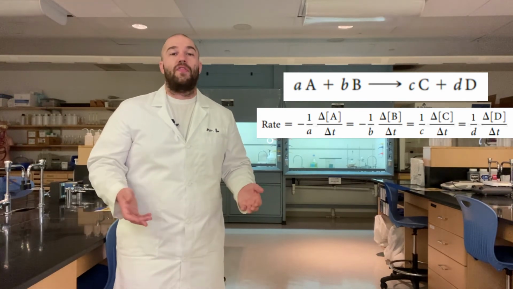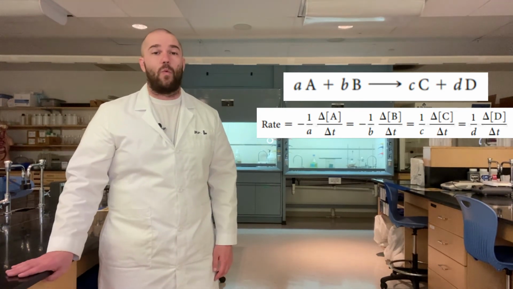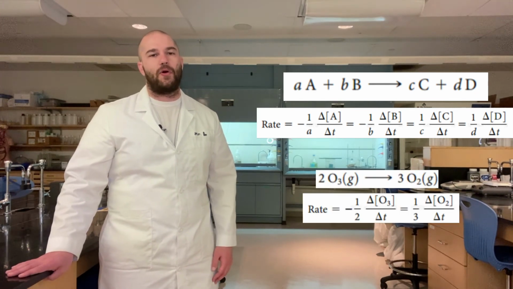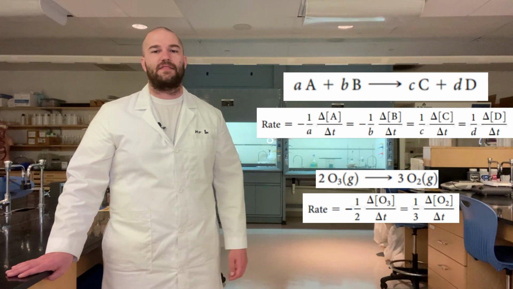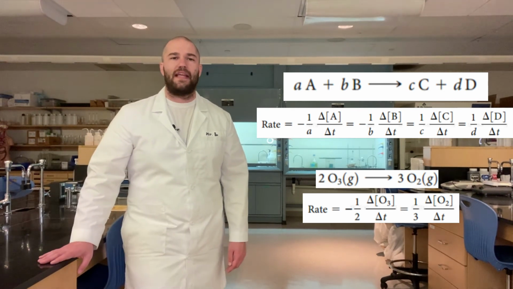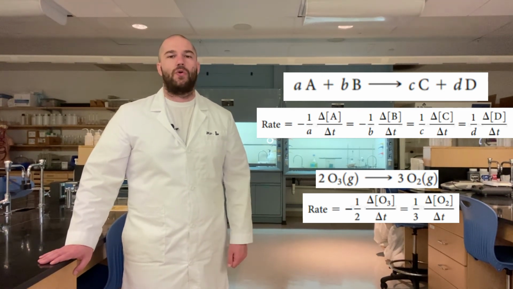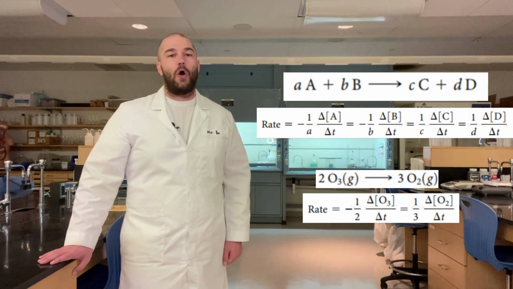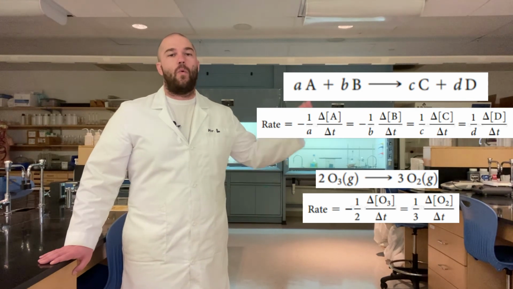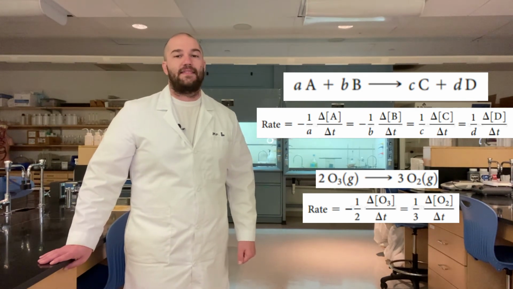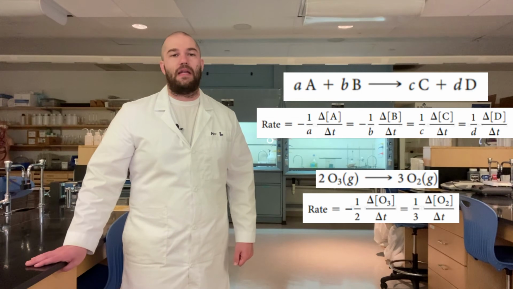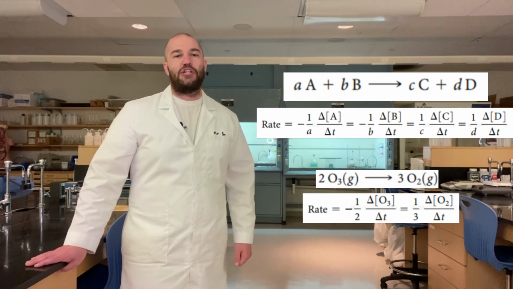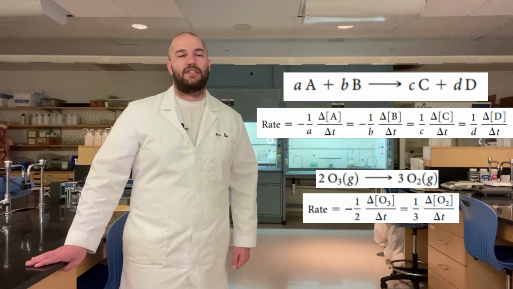Well, what if the stoichiometry of the reaction isn't 1-to-1 like in this example? So say we've got 2 moles of ozone decomposed to form 3 moles of oxygen gas. Well, the way that you're going to equate the rates is, rate is going to be equal to, then you're going to set up a fraction. So if the coefficient on ozone is a 2, you're going to put 1 over the coefficient. And since ozone is being used up, it's going to be negative. So you're going to have it equal to -1/2 the change in concentration of ozone over the change in time.